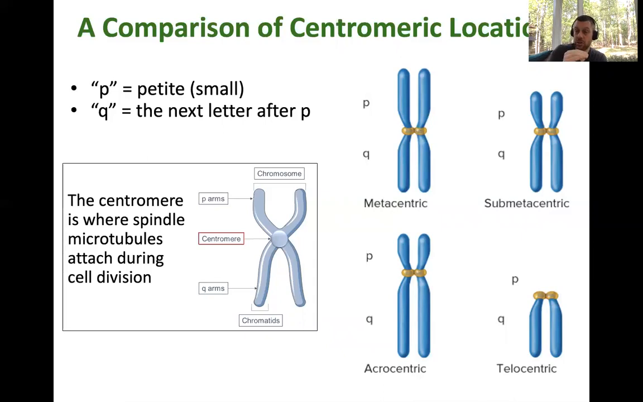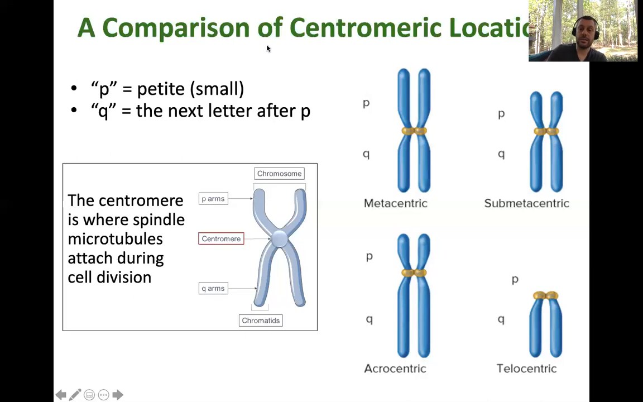If the centromere is just off center, it's called a sub-metacentric chromosome. If the centromere is relatively close to the end of the chromosome, it's called an acrocentric chromosome. And in some cases, the centromere is right at the end of the chromosome, and that is a telocentric chromosome. Please notice as well that each different chromosomal arm, which just means either side of the centromere, is either designated the P arm or the Q arm.